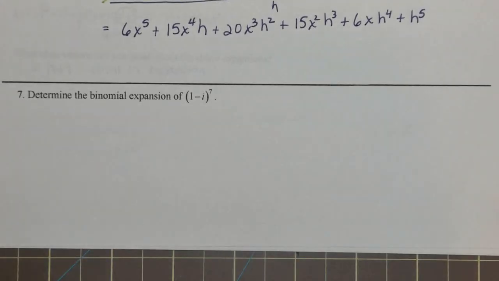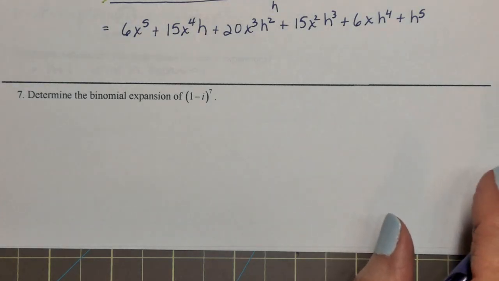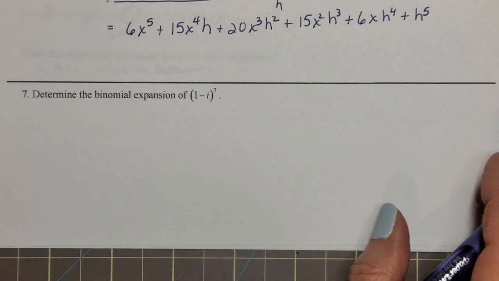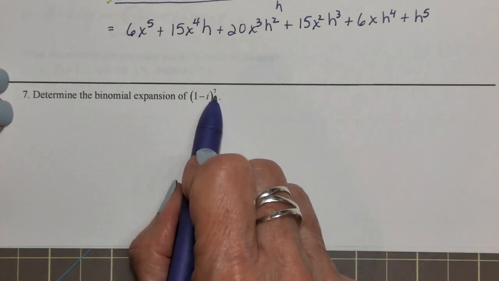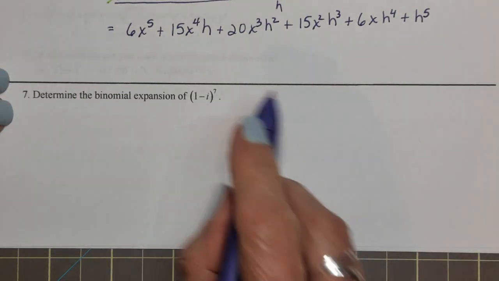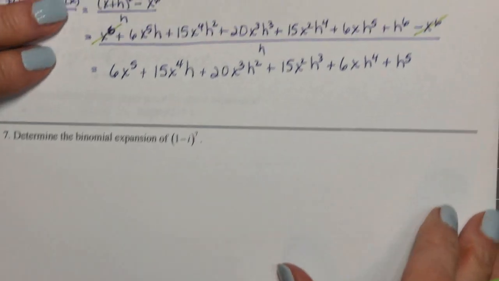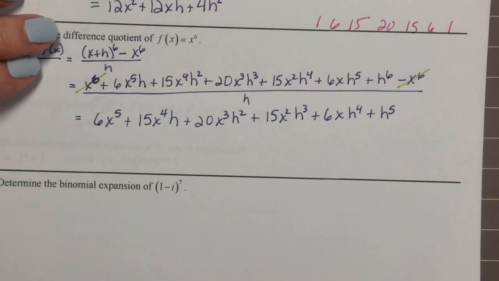Okay, one more example, and in class I don't even know if I'll have time for this example. I just thought it would be fun to do one with an i in it, also to review our exponents of i. So we have it to the 7th power, so I need to do one more row here of Pascal's triangle.